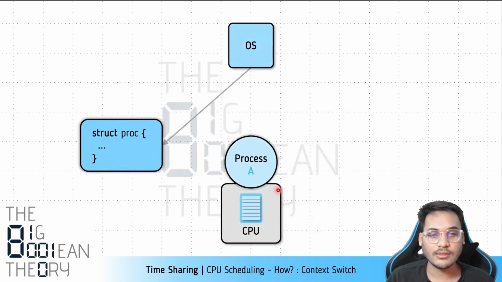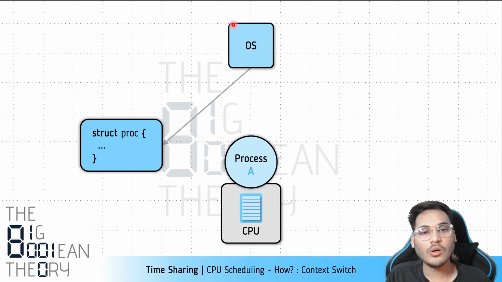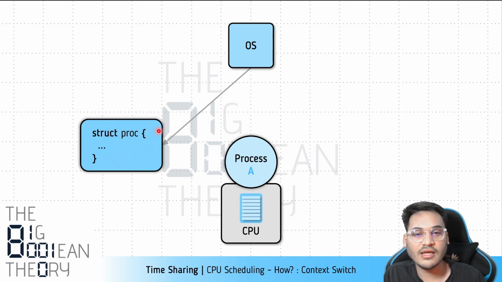So let's see an example with processes. Let's say you have a CPU, and currently process A is running on the CPU. This is the operating system, and this is the process control block for process A. Currently the operating system is pointing to this. When we say pointing to this, it means that the operating system has selected process A, for which this is the process control block. The operating system is using this process control block to signify that it is the process control block of the process which is running on the CPU.